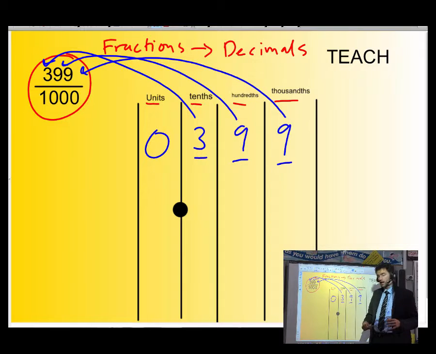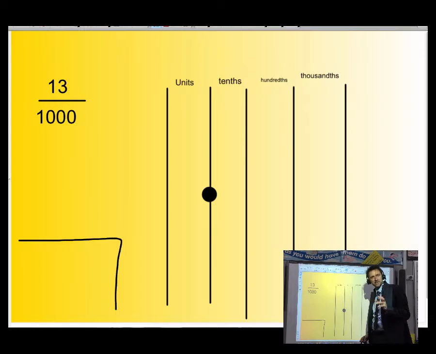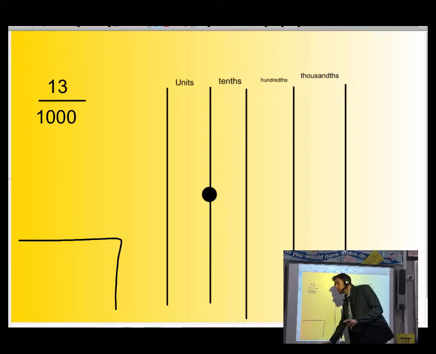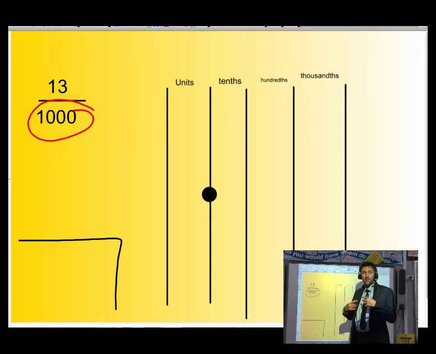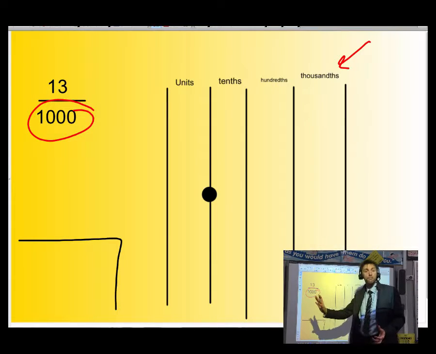Let's do another one. I've made this intentionally difficult. It's not just 3 numbers that you can whack in, is it? It's 13. But the principle remains the same because we're dealing with thousandths. We've got to start down here in the thousandths column, and then we build up backwards.